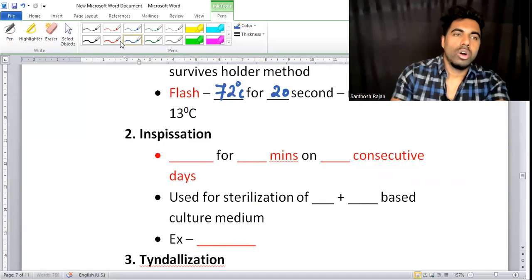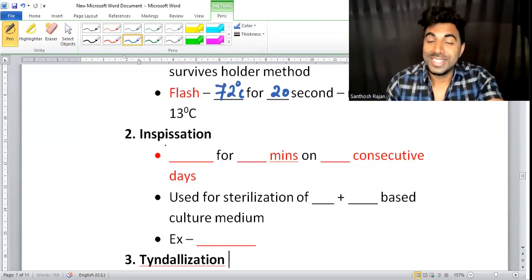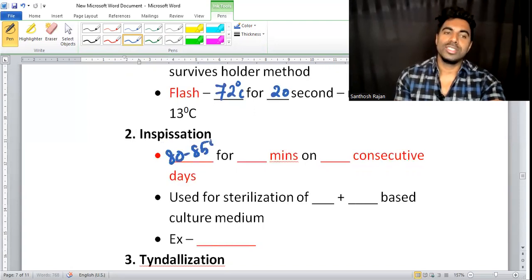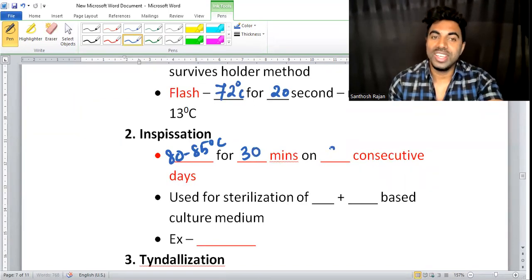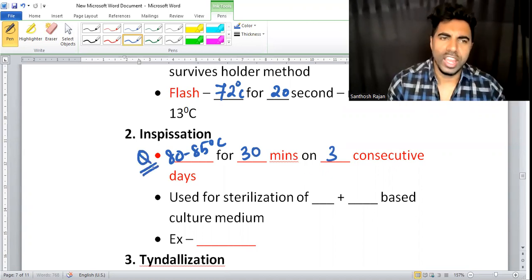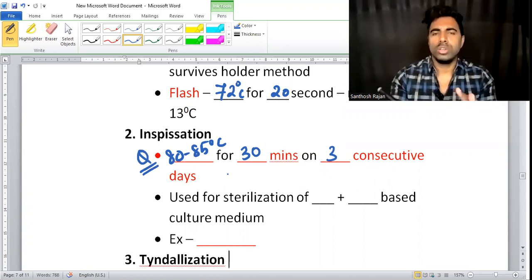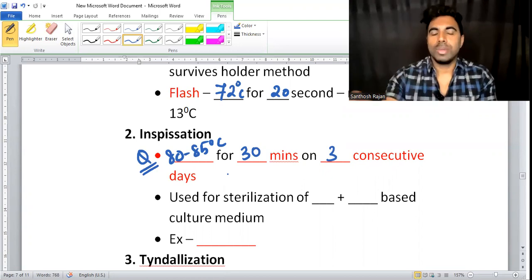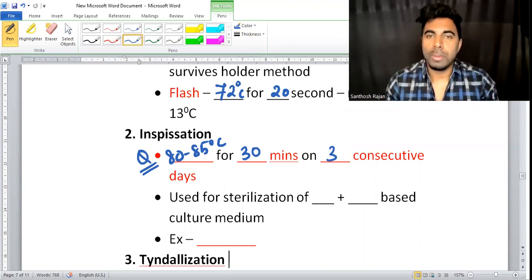And inspissation. Again, inspissation is usually less than 100 degrees; already told you, 10 into 10 is 100, that is for sterilization. But for inspissation, how much will you use? 80 to 85 degrees Celsius for 30 minutes, on 3 consecutive days. Exact words are important: 80 to 85 degrees, 30 minutes, 3 consecutive days. Why? On the first day, you kill the bacteria, and the remaining spores will germinate. The second time, the spores that germinated into bacteria will be killed. And the third time, whatever is remaining is completely killed. That's why you do it on 3 consecutive days.